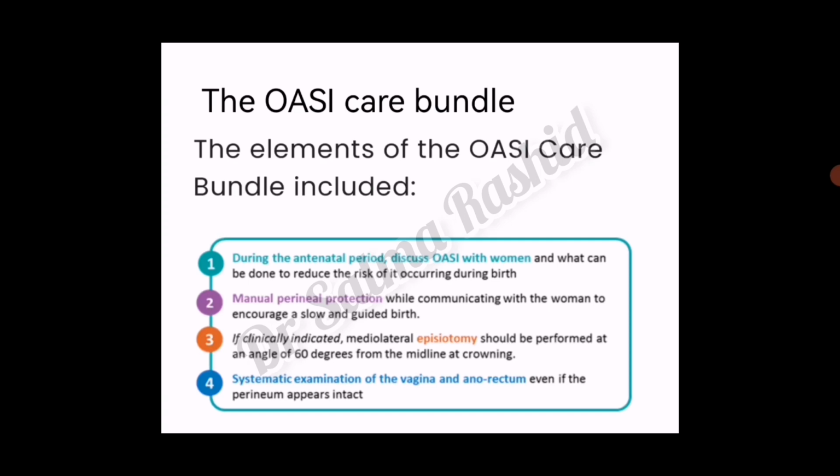Manual perineal protection while communicating with the woman to encourage a slow and guided birth. If clinically indicated, mediolateral episiotomy should be performed at an angle of 60 degrees from the midline at crowning. Systematic examination of the vagina and anorectum even if the perineum appears intact. This is important and you won't miss any injury.